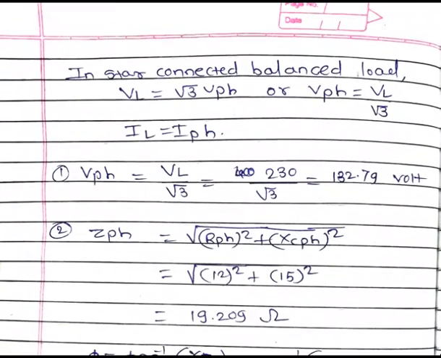Now we calculate the value of VPH. VPH is equal to VL by root 3. The given supply voltage is line voltage, which is 230 volt. The VPH is equal to 230 divided by root 3 is equal to 132.79 volt.